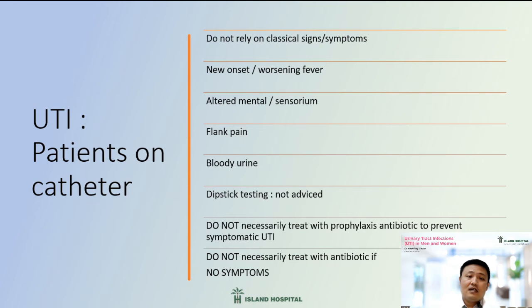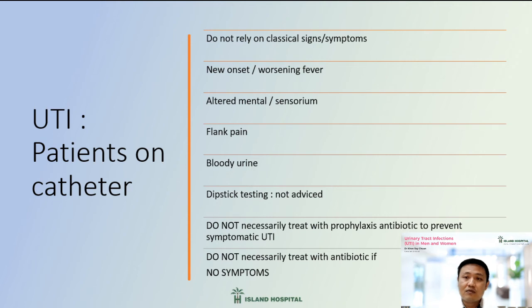So what about patients on catheter? Basically, you see a lot of patients on catheter, patients in nursing homes, patients in the ward, or bed-bound patients, those with neurological conditions such as strokes. This group of patients cannot tell you that they have infections.